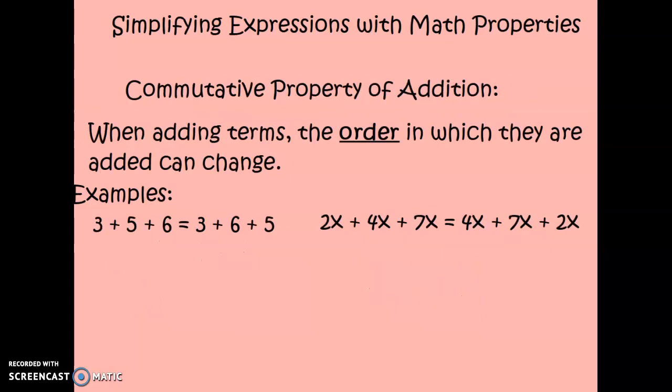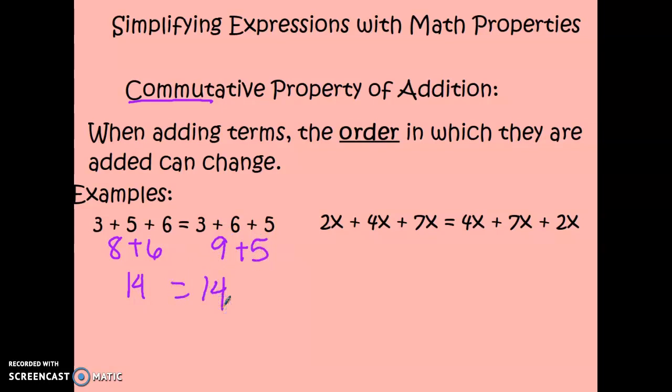Alright, so commutative property of addition, when adding terms, the order in which they are added can change. Okay, and you see our first example, we've just moved around our numbers. We commuted. Commute means to move around. So we're moving our numbers from one place to another. Alright, so let's see if we get the same thing. 3 plus 5 is 8. 8 plus 6 is 14. Then we have 3 plus 6, which is 9. 9 plus 5 is 14.